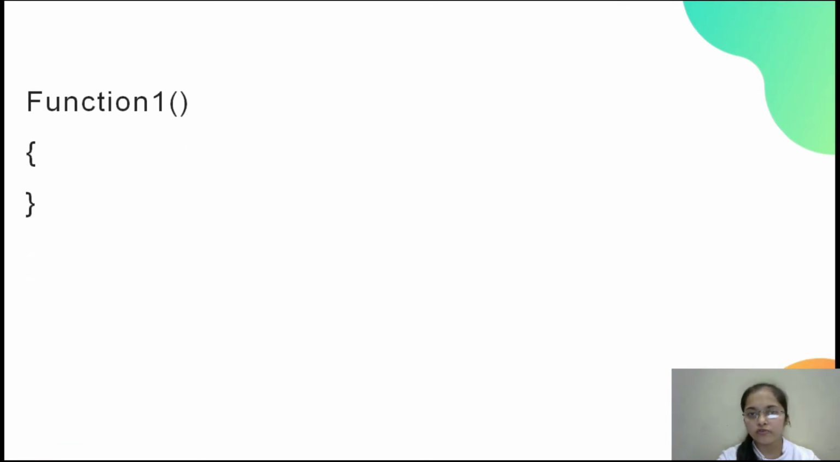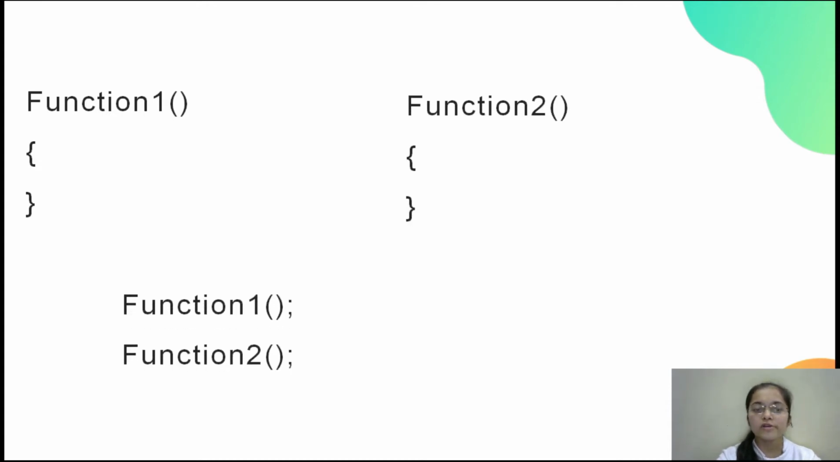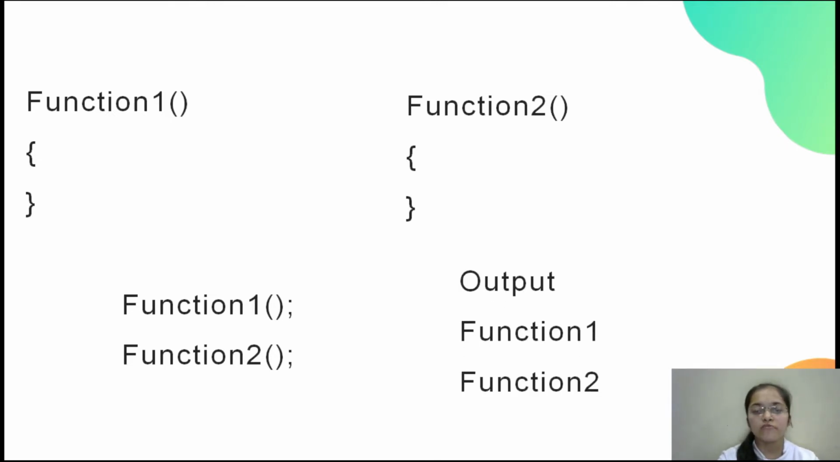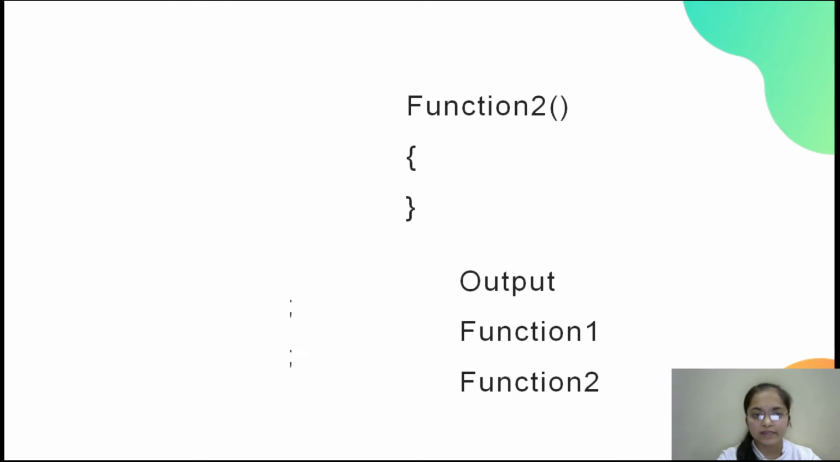So there's one function and a second function. Now if we call the first function first and function 2 second, then what will be the output? The output will be function 1 and function 2. That means the first function will be executed and then the second function will be executed. So now it's working perfectly. So the question arises: what is the use of a callback function and why do we use it? This is working synchronously. So let's see that.